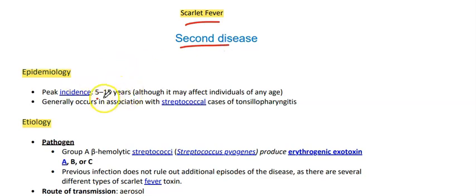The next topic of discussion is scarlet fever, also known as second disease. Its incidence is common in childhood between the ages of 5 to 15 years, although it can affect individuals of any age. Generally it occurs in association with strep cases of tonsillopharyngitis.